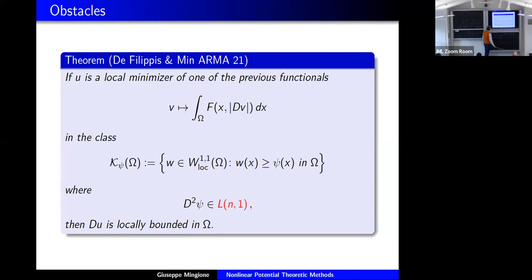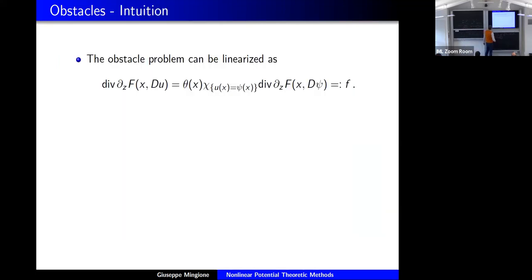Okay. Just let me give you an application to obstacle problems. Now you want to minimize any functional, p, q, exponential, whatever you like, with the obstacle. And then if you want to know what is the sharp condition on the obstacle, guaranteeing you that Du is locally bounded, then this is the condition. This is a simple application of these results. Dimensionally speaking, it is coherent.